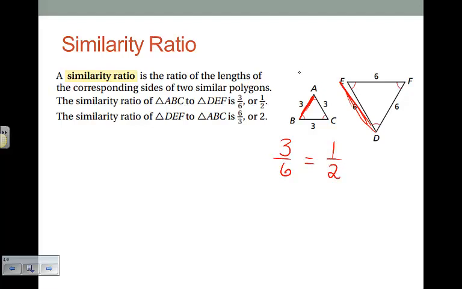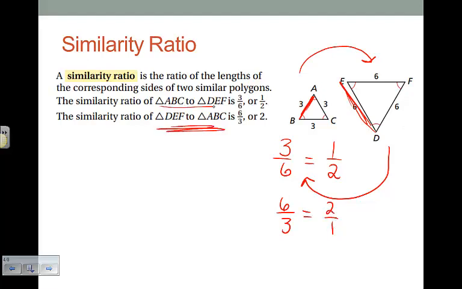Now that's if we're going from this figure to this figure. If we were going from this figure to this figure, you would have to go in the other direction. You would have to do 6 to 3, which would be 2/1. So pay attention to where you're going from and where you're going to when you're finding your similarity ratios.